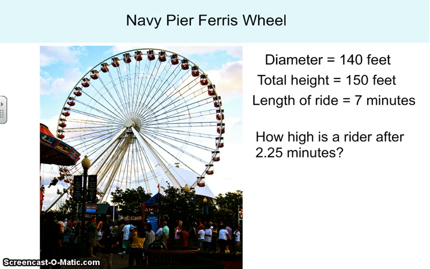Today we are going to solve some real life problems using the graphing skills that we developed in our last unit. What you see on the screen is the Navy Pier Ferris wheel. We are going to model the height of a rider as they travel around that Ferris wheel. The diameter is 140, the total height is 150, and the length of my ride is 7 minutes. And the question I'm going to investigate is how high the rider will be after 2.25 minutes.